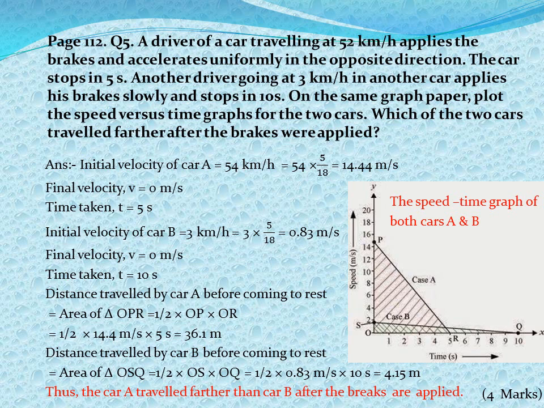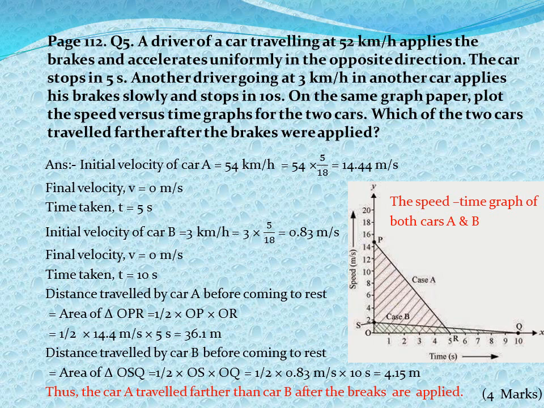Answer: initial velocity of car A equals 54 km per hour, that is 54 into 5 by 18, 14.44 meter per second. Final velocity v equals 0 meter per second, time taken t equals 5 seconds. Initial velocity of car B 3 km per hour, that equals 3 into 5 by 18 equals 0.83 meter per second. Final velocity v equals 0 meter per second, time taken t equals 10 seconds.